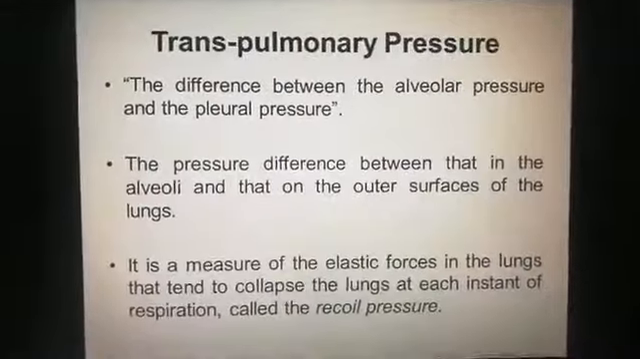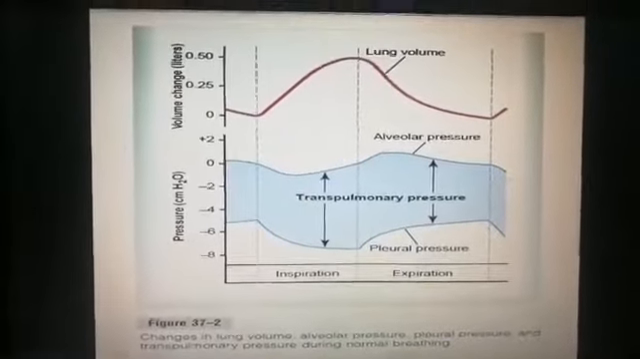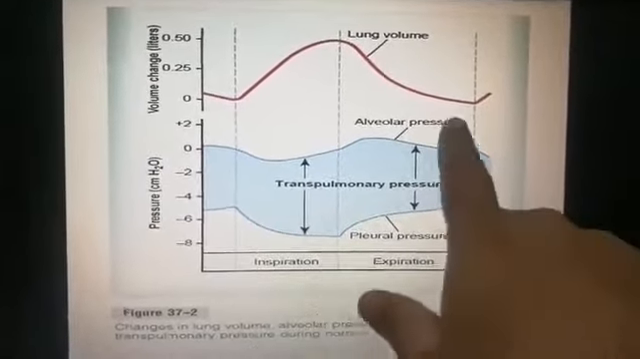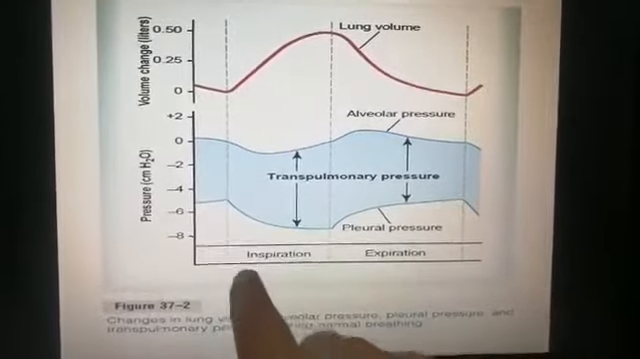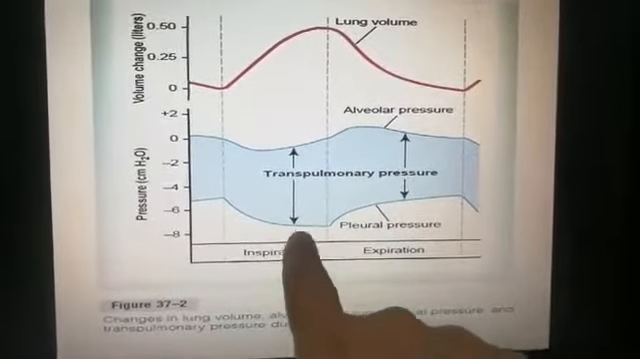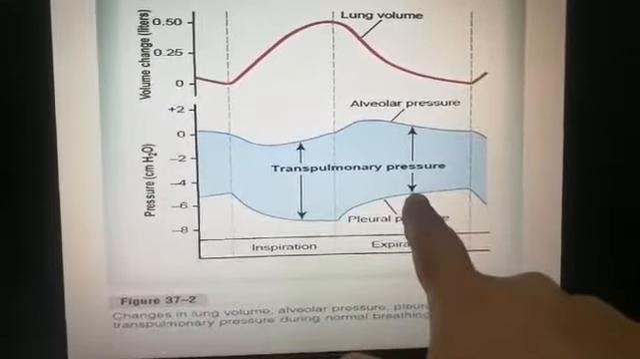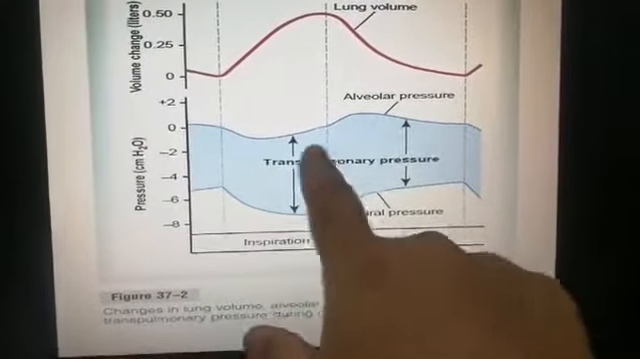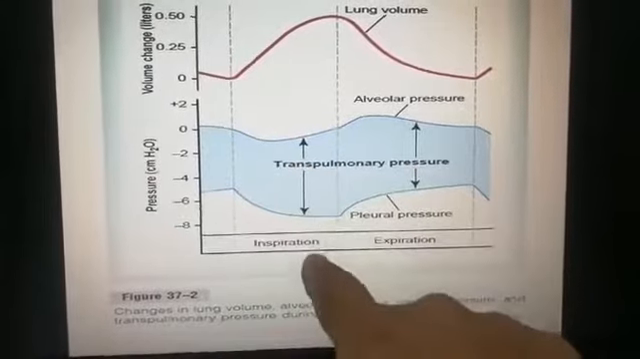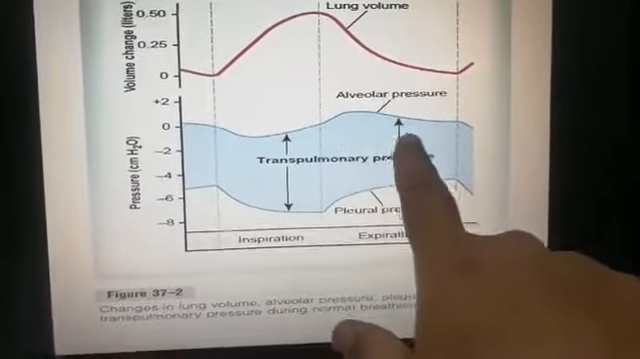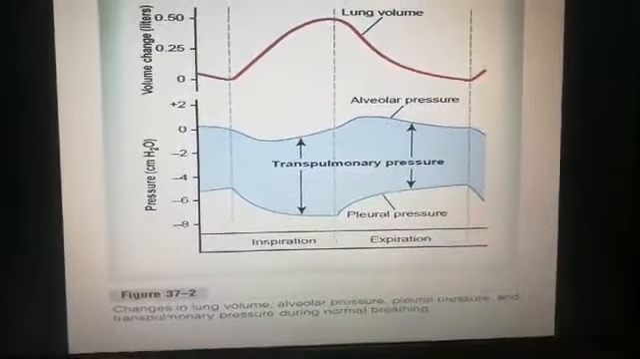You will see these pressures in this diagram. You can see here firstly the pleural pressure. During inspiration it is -7.5, while in expiration it is -5. And alveolar pressure during inspiration is -1, and during expiration it is +1.